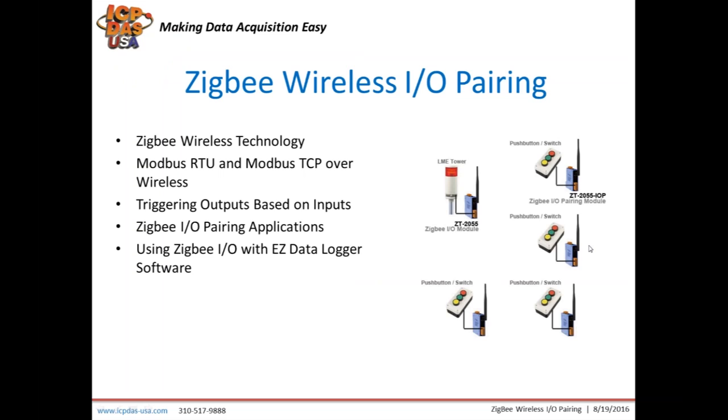Here's our agenda. We'll first introduce Zigbee wireless technology and then go over Modbus RTU and Modbus TCP over wireless, followed by how to trigger outputs based on inputs, and then finally we'll show you Zigbee I/O pairing applications, and lastly we'll demonstrate using Zigbee I/O with Easy Data Logger. If you have any questions at any time, please enter them in the chat box and we'll answer those questions at the end of the presentation.